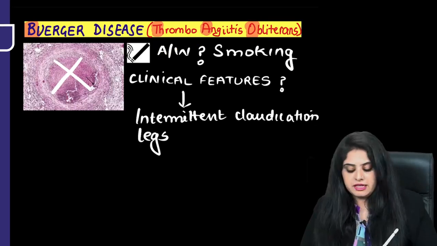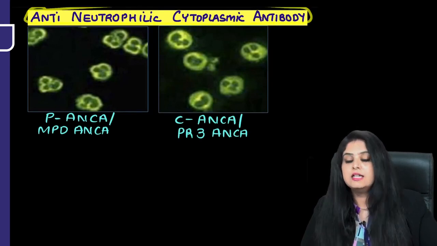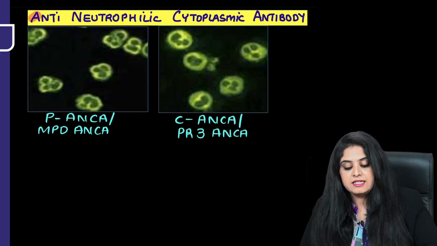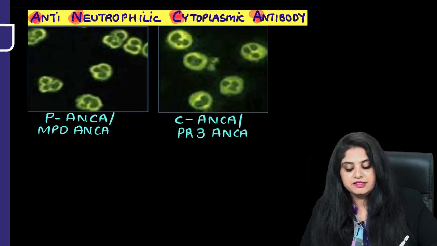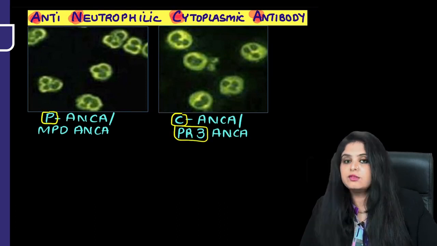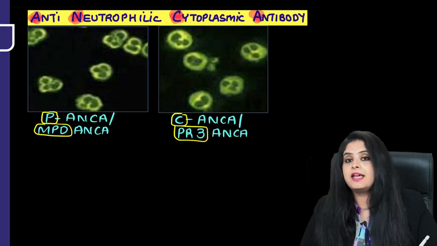So medium vessel done. Now let's come to small vessel. I hope you all remember small vessel vasculitis was associated with ANCA antibody. What is ANCA antibody? Anti-neutrophilic cytoplasmic antibodies. ANCA were of 2 types. You have to remember this. C ANCA and P ANCA. Their other names: C ANCA is also known as PR3 ANCA. And P ANCA is also known as MPO ANCA.